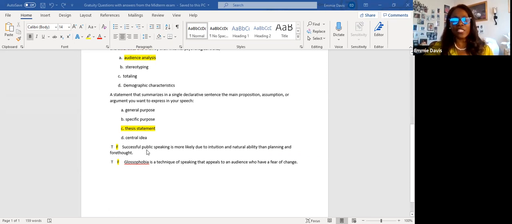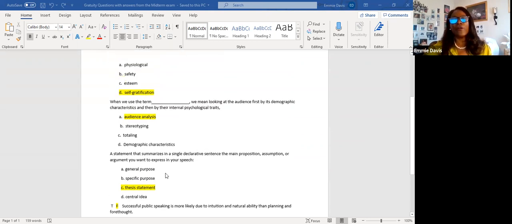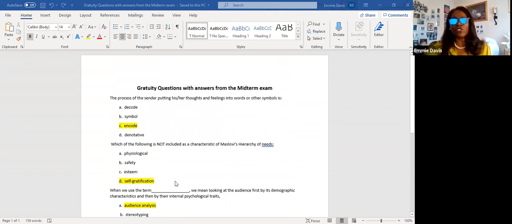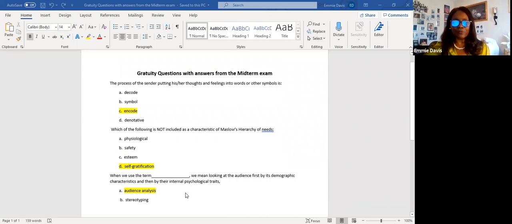Then we have: successful public speaking is more likely due to intuition and natural ability than planning and forethought. That is absolutely false. You don't have to be born with it. You don't have to have natural ability for it. You can learn how to become a great speaker. And then: glossophobia is a technique of speaking that appeals to an audience who have a fear of change. That is false, as I emphasized earlier in our discussion. So those are some things that you can use.